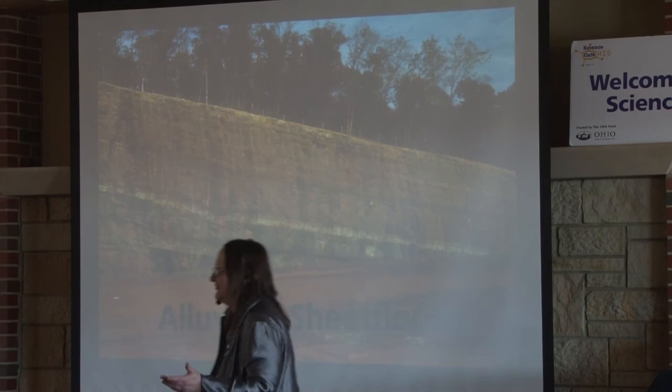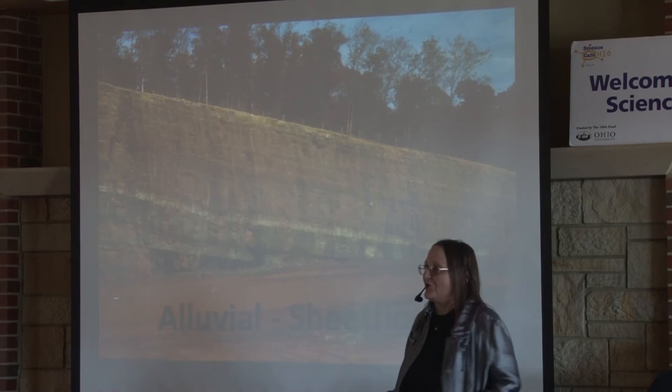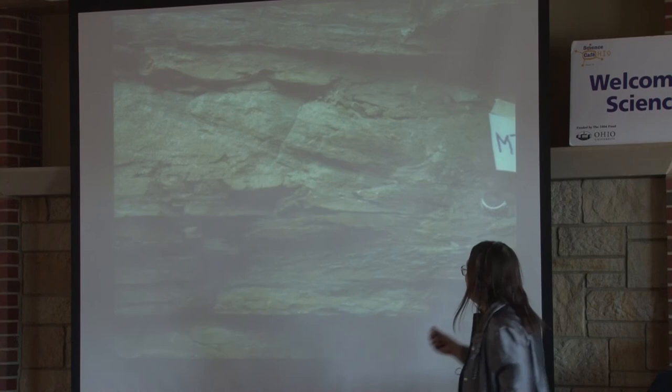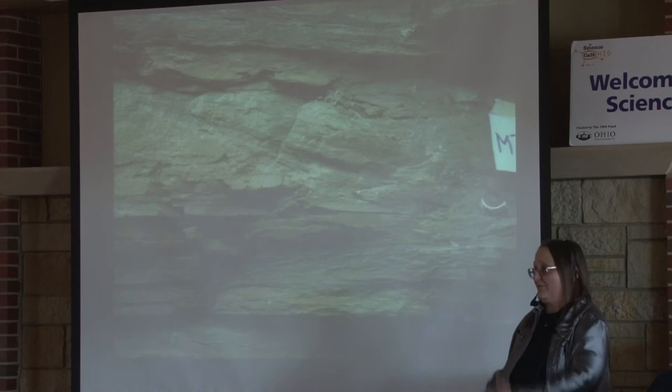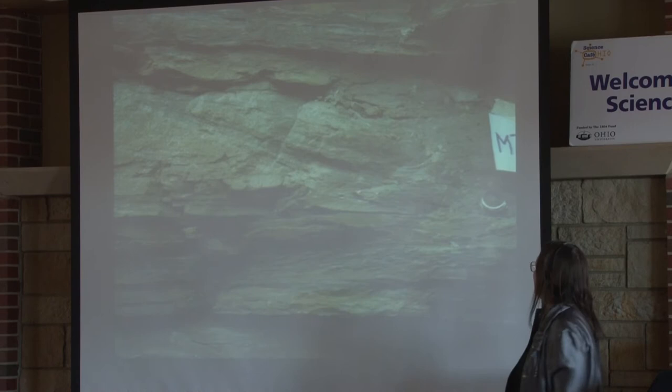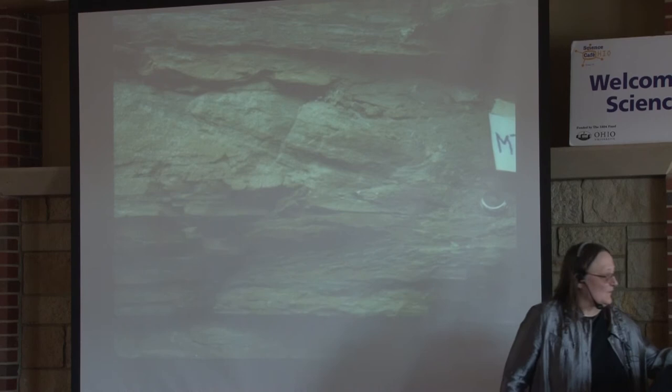So we can't even read that. Sheet flood. We call them sheet floods. And these sandstones have trough crossbedding in them. Yay, we know what that is, right? And so we know that the water really flowed very, very quickly here, right? And the scale here is someone's ring. I didn't think to bring anything here. And this one is not even going to show up, is it?